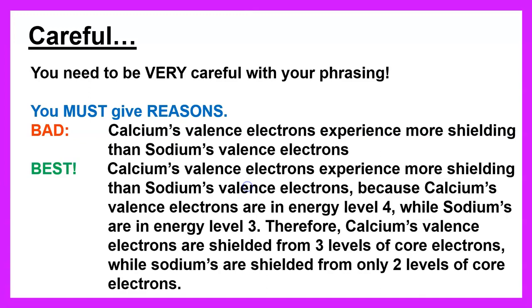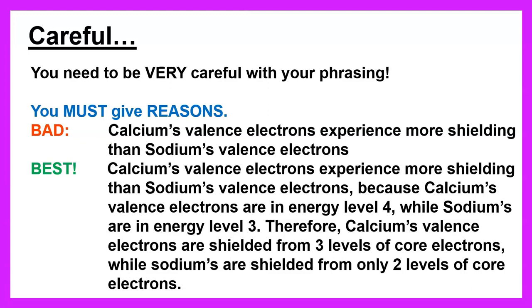So you would want to say something like, calcium's valence electrons experience more shielding than sodium's valence electrons because calcium's valence electrons are in energy level 4, while sodium's are in energy level 3. Therefore, calcium's valence electrons are shielded from 3 levels of core electrons, while sodium's are shielded from only 2 levels. That's a lot, right? But if you think about it, it kind of hits all the key points, doesn't it?